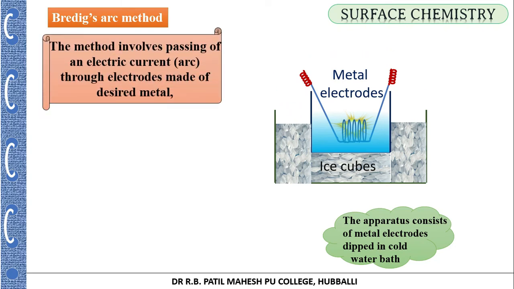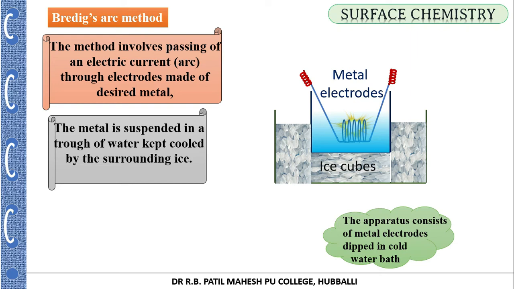See, this method involves passing electric current through the electrodes made of desired metals like gold or platinum, as I already told. The metal is suspended in a trough of water that is cooled by the surrounding ice as shown in the diagram. Students, what happens when I pass very high voltage electric current? Here you can see there is formation of an electric arc or a spark, and this metal is immensely heated and it vaporizes. As that vapor tries to escape through this solution into the atmosphere, what happens? This solution is surrounded with ice cubes. So automatically it is cooled and it gets condensed, thereby forming metal colloidal particles.